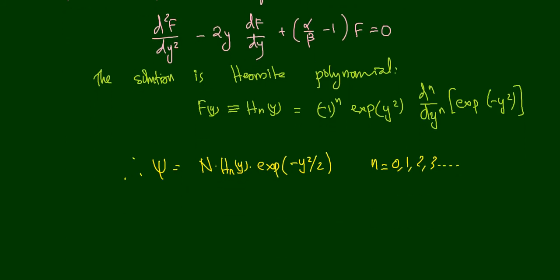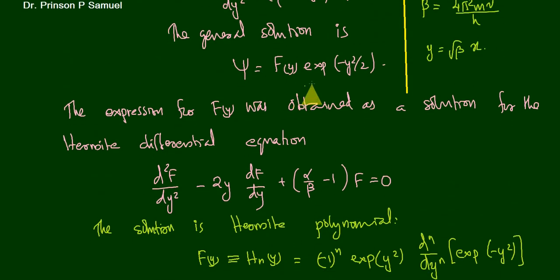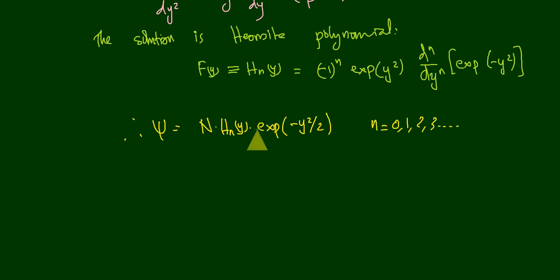With this information, now we can get the expression for psi, because we already wrote psi is equal to f of y into exponential minus y square by 2. So in place of f of y, we can give the Hermite polynomial. That is N times H n of y exponential minus y square by 2, where N is a normalization factor for this function, and n is equal to 0, 1, 2, 3, etc. This is what we have learned so far.